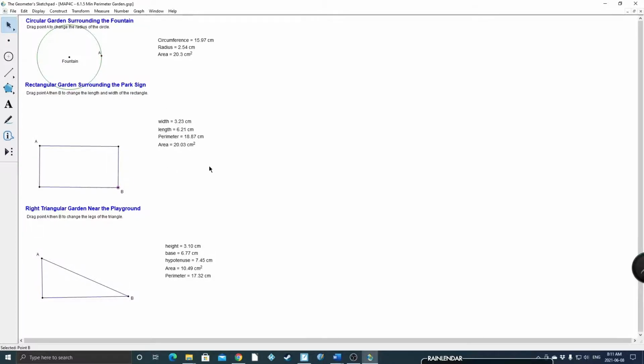So we want to do that over and over again until we get the smallest possible perimeter. So you'll see here that the perimeter is 18.87. If I go back to a similar shape to what I had before, I think that's about as close as I'm going to get. The perimeter is 18.38. And you do that over and over again. Now, I'm going to try one more here.